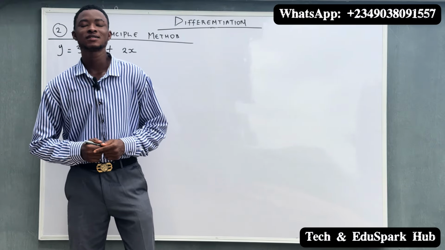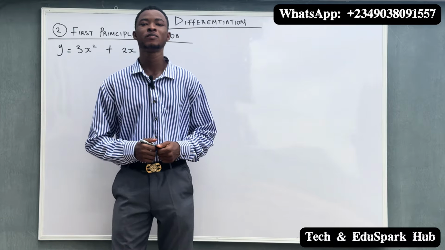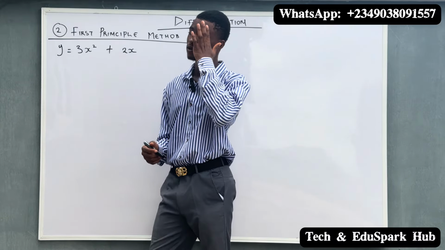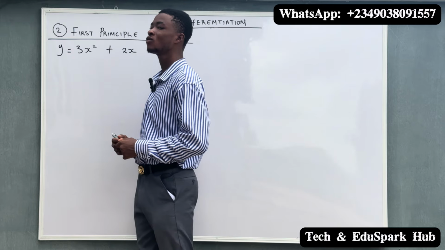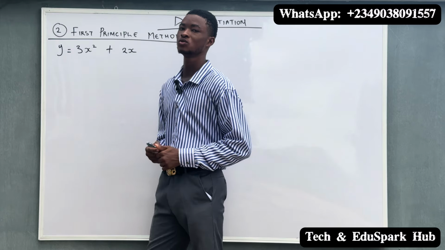And moving to the last example on the first principle method of differentiation, we have the question as written on the board: y equals 3x squared plus 2x. So in this kind of question, when we use the general method, let's say we have y equals 3x squared plus 2x.